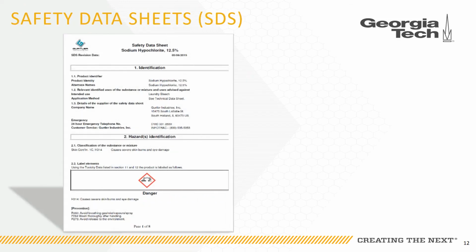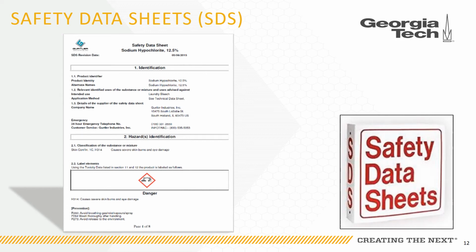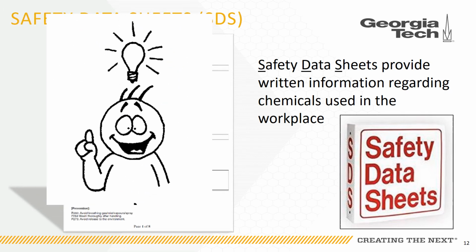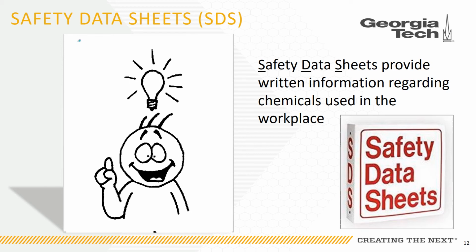You may have seen a binder of documents in your workplace that is labeled Safety Data Sheets. Safety Data Sheets, or SDSs, provide information about the properties and hazards of chemicals used in the workplace. When we understand the hazards of the chemicals we are using for our job, it allows us to better protect ourselves while we complete our tasks.